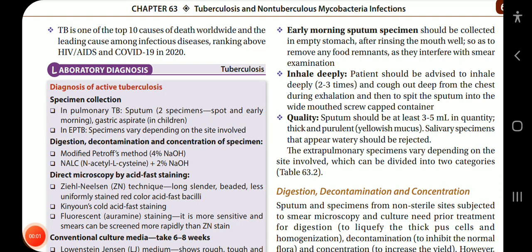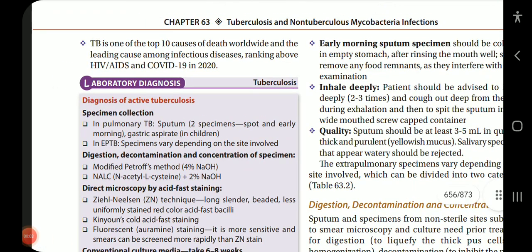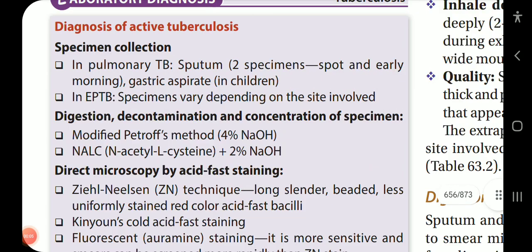Continuing our chapter on TB, let us see the lab diagnosis of tuberculosis. Diagnosis of active tuberculosis, specimen collection in pulmonary TB: sputum, 2 specimens, spot and early morning; gastric aspirate in children is taken. In extrapulmonary TB, specimen vary depending on the site involved.